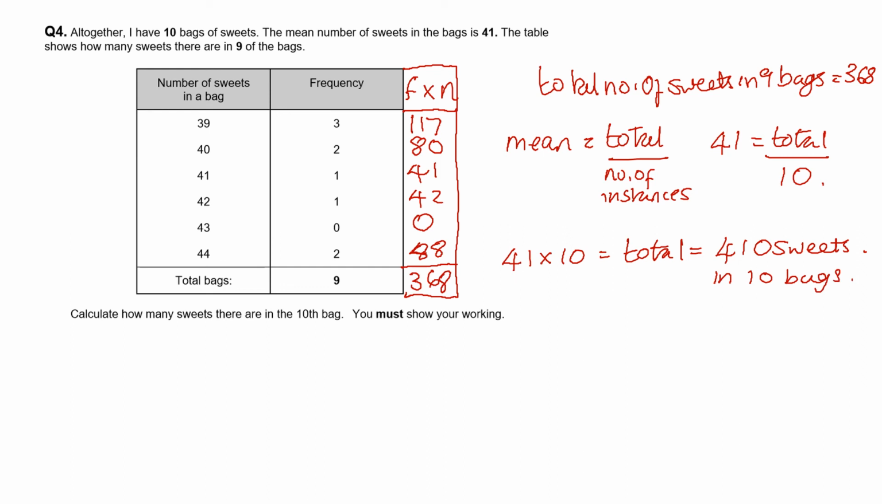So now we've got the 410 sweets in 10 bags, and there are 368 sweets in 9 bags. So if we simply subtract the 368 from the 410, that will give us the total number of sweets in bag 10, which is 42.